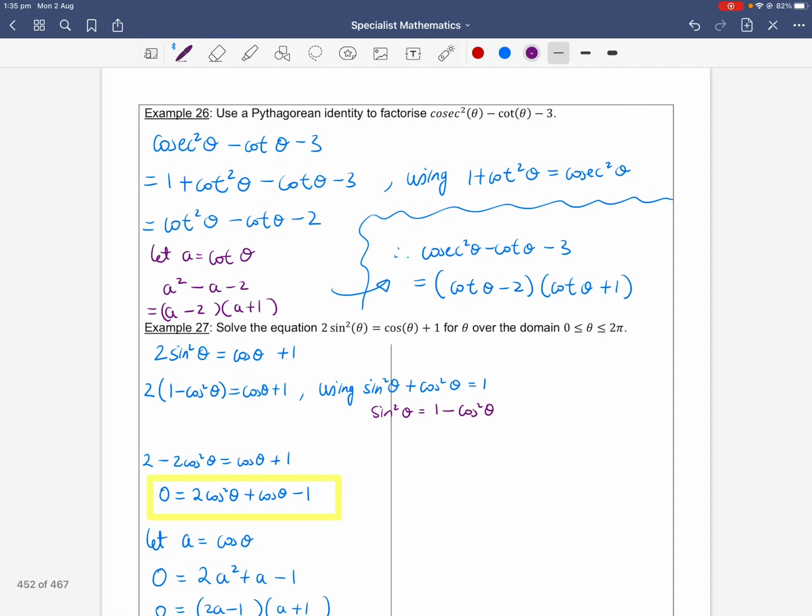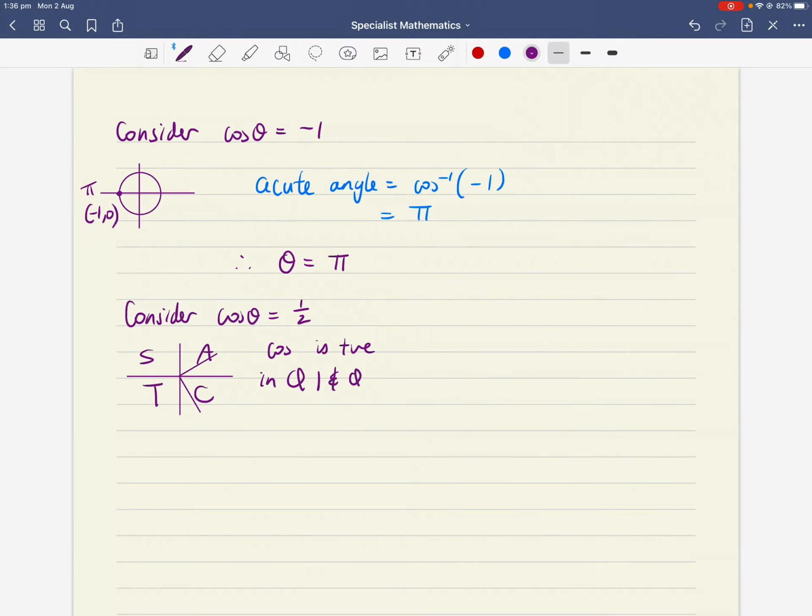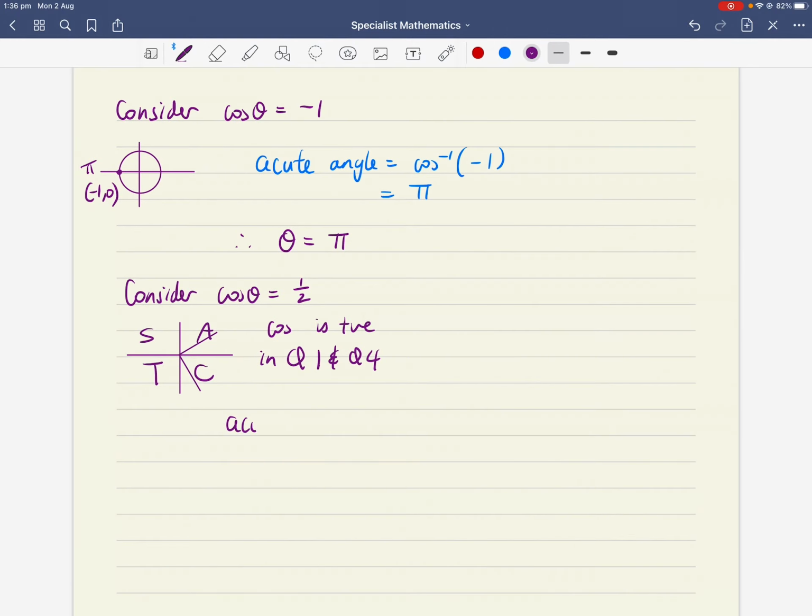So then let's consider the other option, which was cos of theta equals a half. So consider cos of theta equals 1/2. Let's look at our quadrants. CAST. We've got cos is positive, so that's either Q1 or Q4. So cos is positive in Q1 and Q4. If we look at the acute angle, that's cos inverse of 1/2. That gives us 60 degrees, or pi on 3.